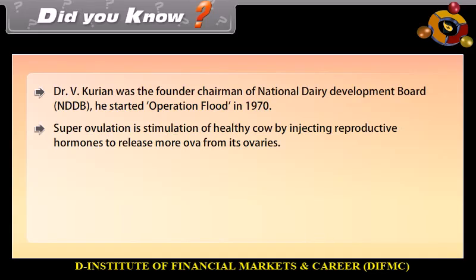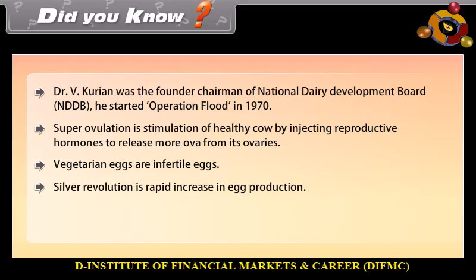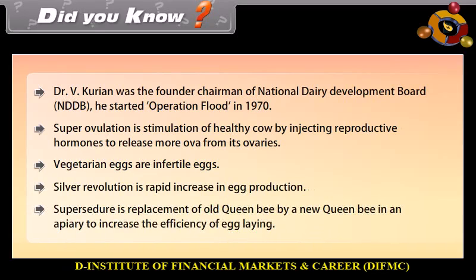Superovulation is stimulation of healthy cow by injecting reproductive hormones to release more ova from its ovaries. Vegetarian eggs are infertile eggs. Silver revolution is rapid increase in egg production. Supersedure is replacement of old queen bee by a new queen bee in an apiary to increase the efficiency of egg laying.